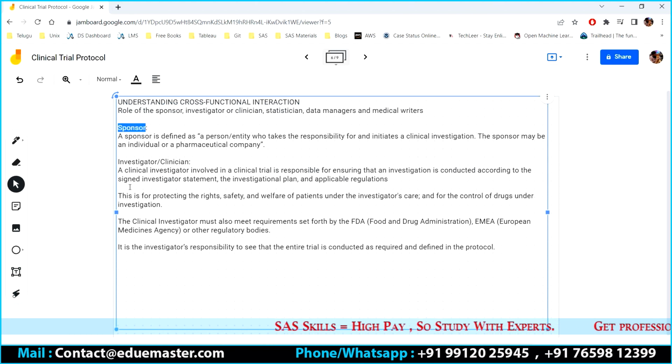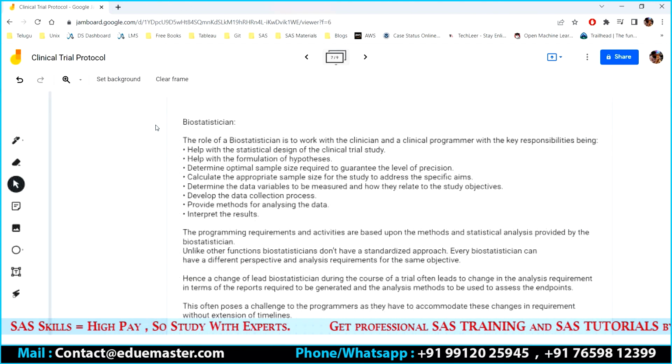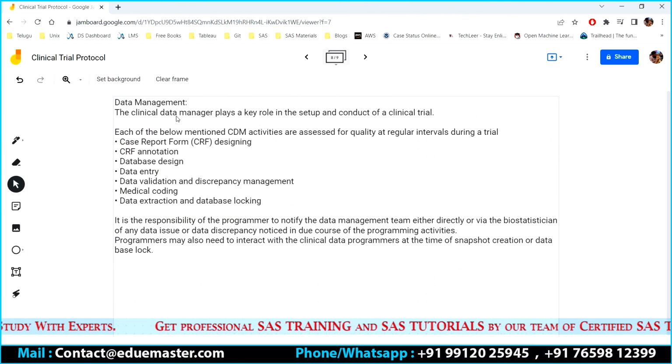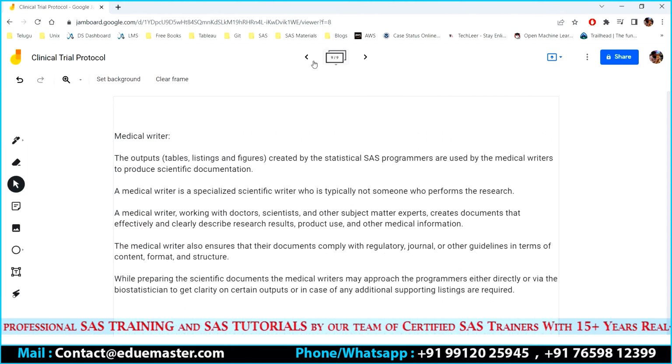So what is the role of a sponsor? What is the role of an investigator or a clinician? What is going to be the role of your biostatistician? What is going to be the role of your clinical data management team? What is going to be the role of your medical writer?